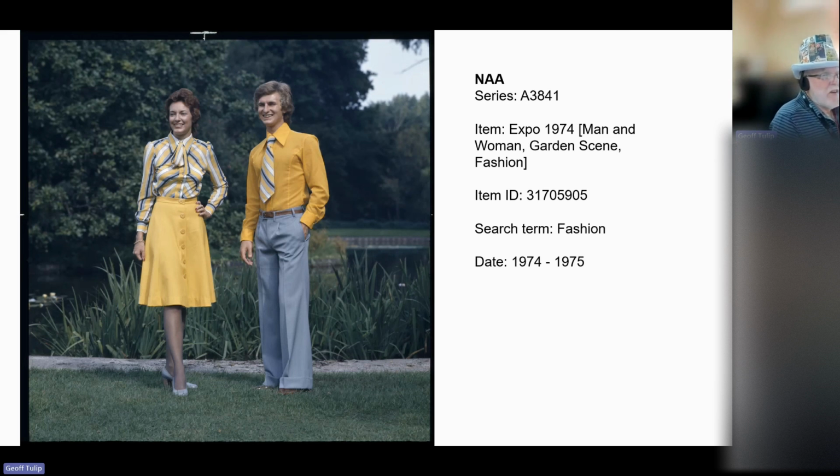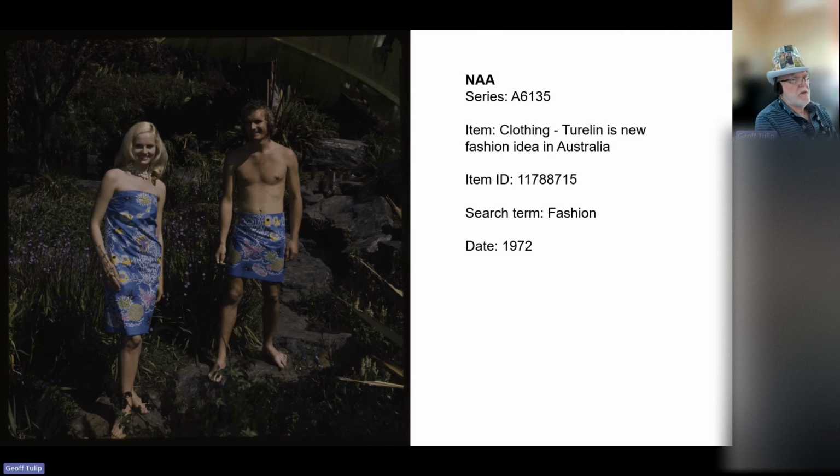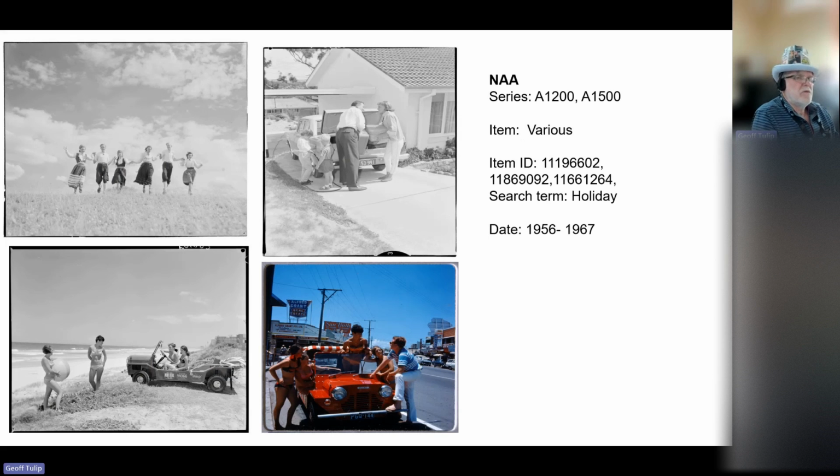Fashion, we all love a bit of fashion. So this is the Expo 1974, a man and a woman in a garden scene. They've got a matching blouse and tie. How nice. Then we've got this one. The 70s were an interesting time, weren't they? Churlin is a new fashion idea. It's not a fabric, it's a fashion idea described as a simple hemmed length of patterned cotton fabric. The trick is the way it is draped. Now, all you have to do is walk with these items and keep the fabric draped. I think they're easy to do when you're standing up, but not when you're walking. But that's fashion people for you.